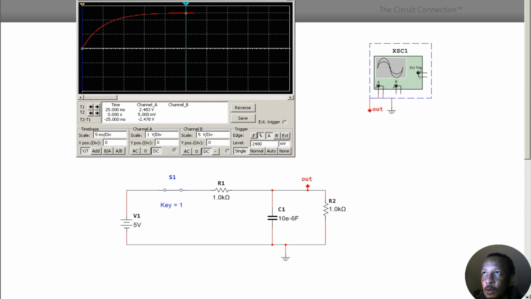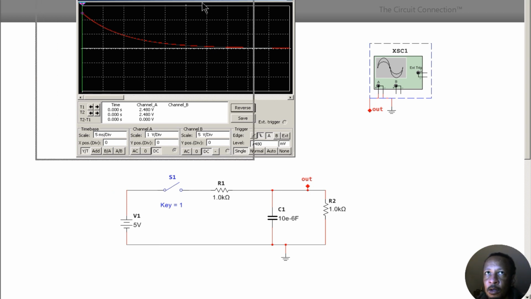And so I'm going to go ahead and start it. And so it's going, and now I'm going to open the switch and see if it captures it. And so it does. Okay, so now I'm going to stop my simulation and then just take a look at the data.